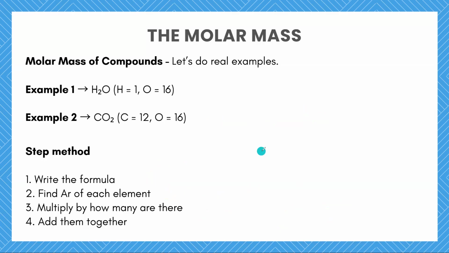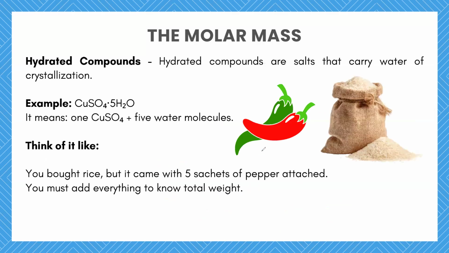I hope you saw how all the steps were carried out. So we're moving on to what we call hydrated compounds. Now, don't get confused, okay? These new words that I just introduced to you are simply terminologies that are used to identify a special type of compound in chemistry. Hydrated compounds are simply salts or compounds that carry water of crystallization. How do you know? You will always find H₂O inside the symbols for their compounds.